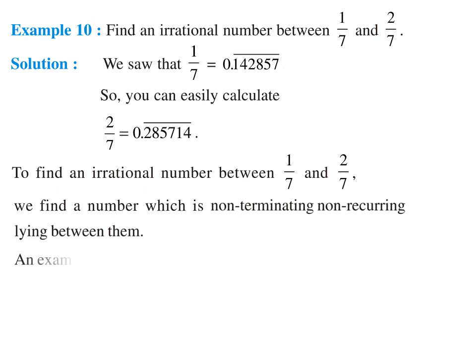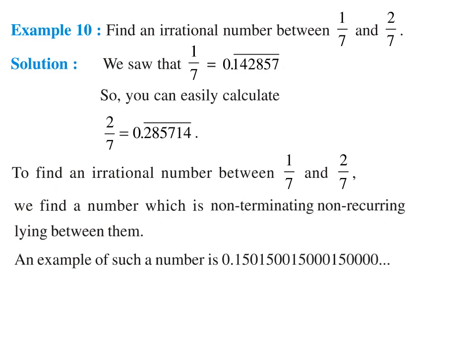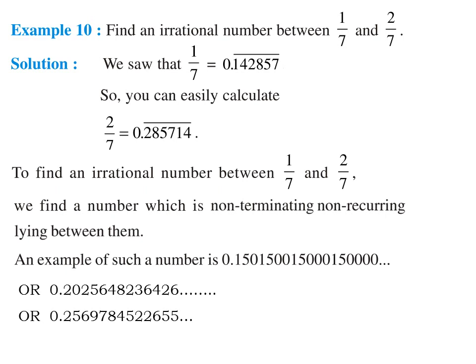We have seen an example of such a number: 0.150, 1500, 15000, 15410, and so on up to infinity. You do not see any pattern here, so it is a non-repeating digit block. So it is called an irrational number. We have some more examples also. Let me take another example: 0.202564823 up to infinity, or 0.256978452265, or 0.2192526465213. These are all examples of irrational numbers between these two intervals.